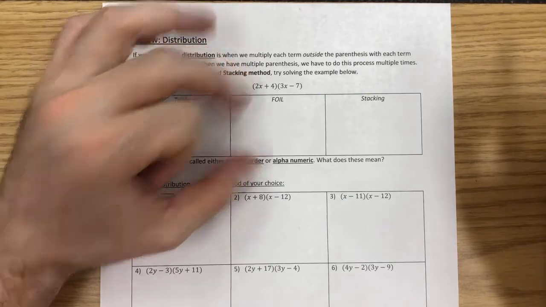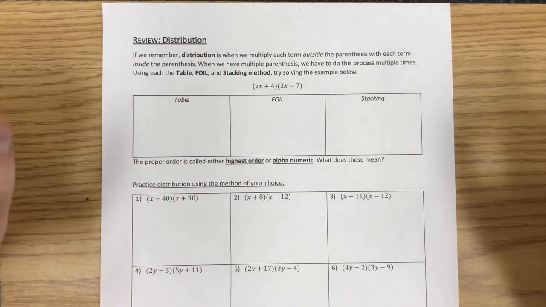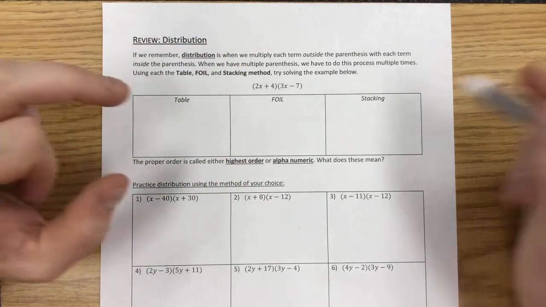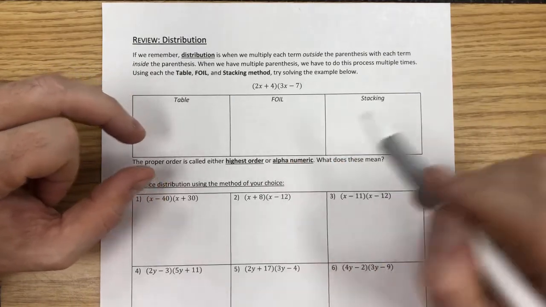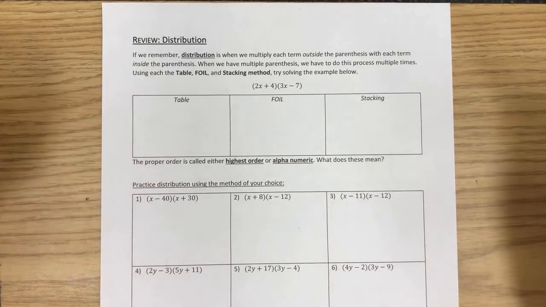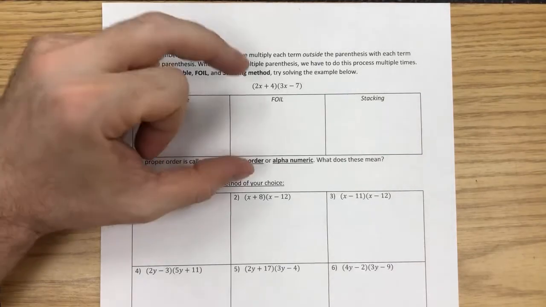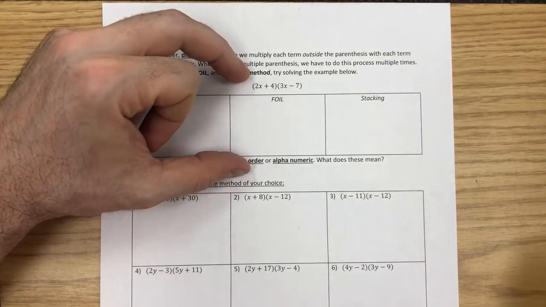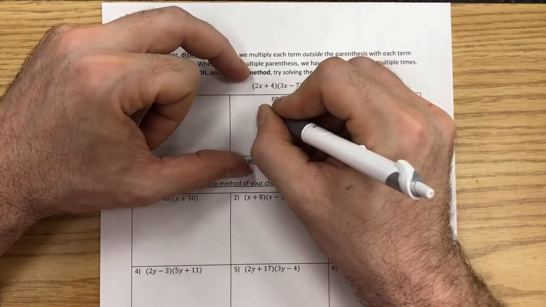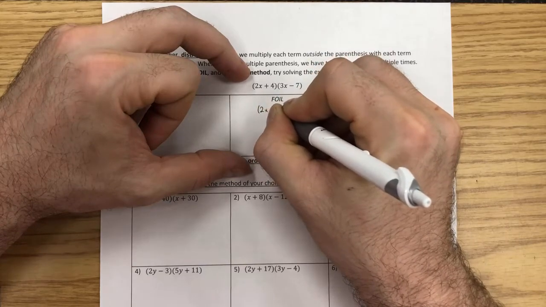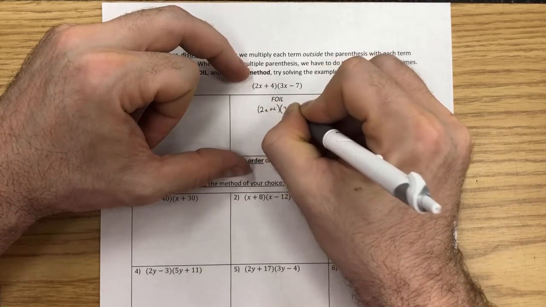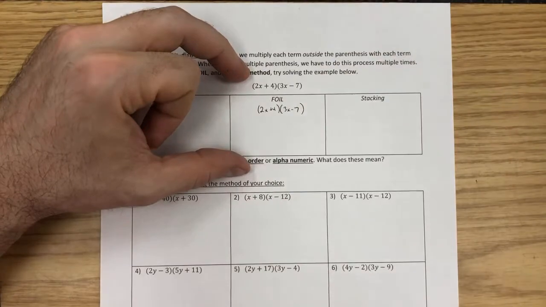Now, foiling specifically, if we're not going with standard distribution, means that we're going to multiply the first, the outer, the inner, and the last. So we're going to look at that as a form of distribution. So let's go ahead and rewrite this expression. So I'll have a 2x plus 4, 3x minus 7.